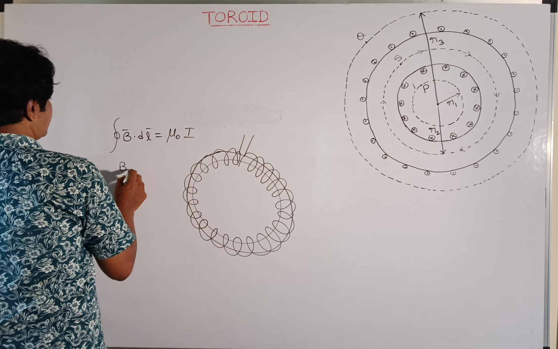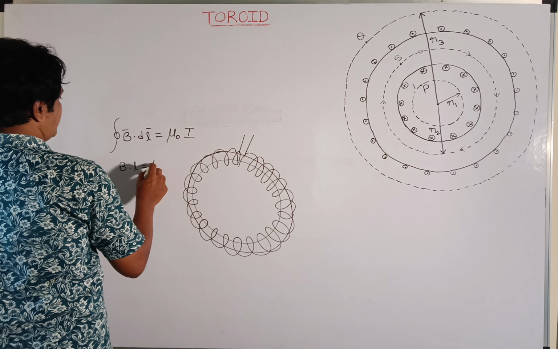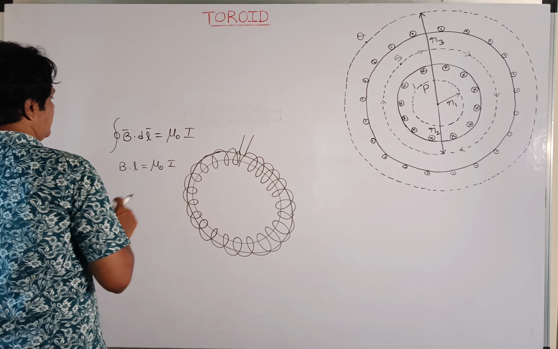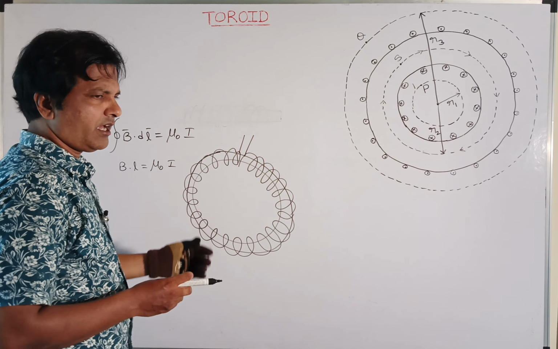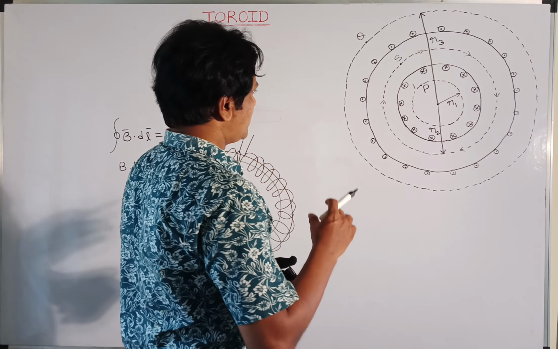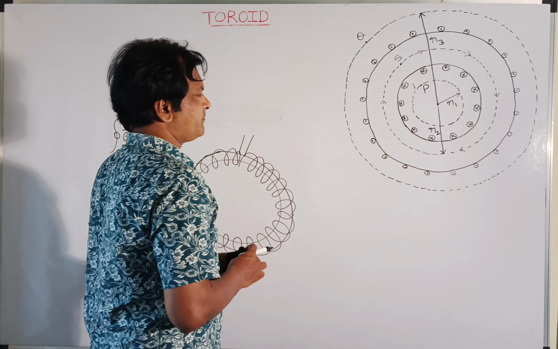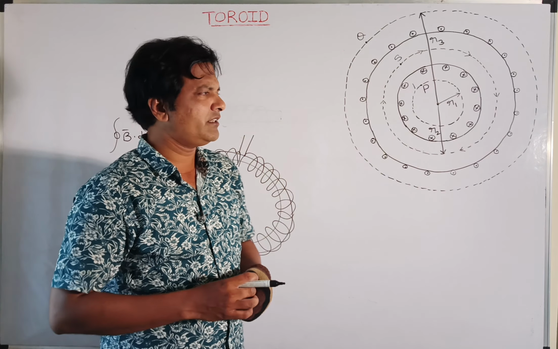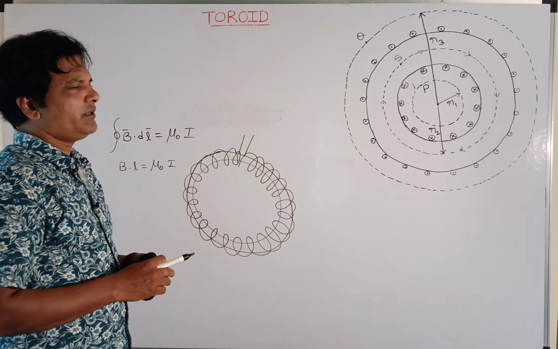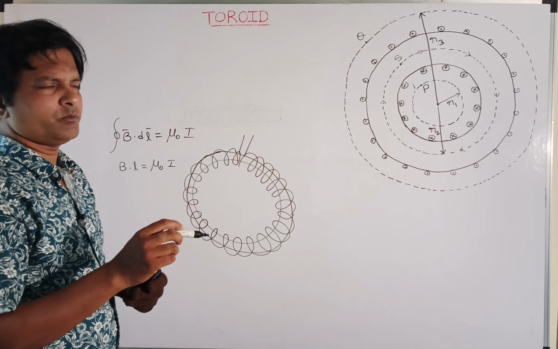So by this we can write it as B L equals mu naught I, where L is the perimeter of the Amperian loop. To calculate the magnetic field, we consider a loop called the Amperian loop. By that we will calculate the magnetic field on that loop.